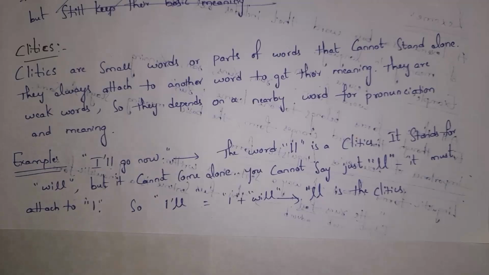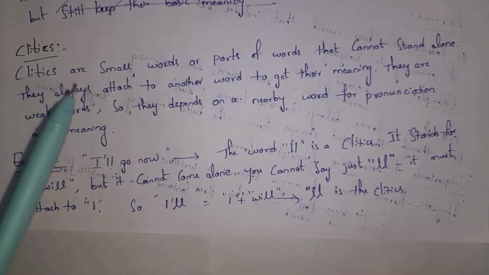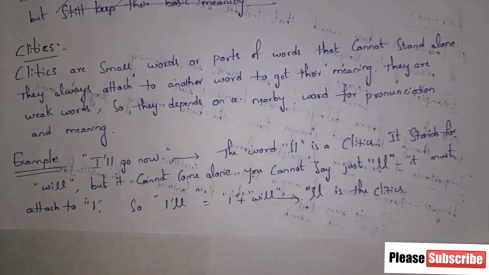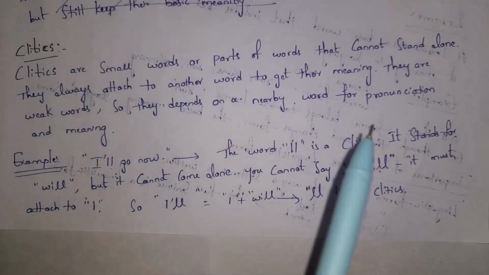Next I will explain what are clitics. Clitics are small words or parts of words that cannot stand alone. They always attach to other words to get their meaning. Guys, clitics are weak words. So they always depend on nearby words for pronunciation and meaning.